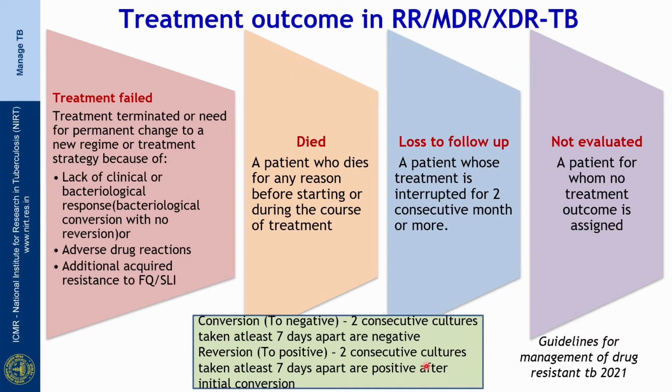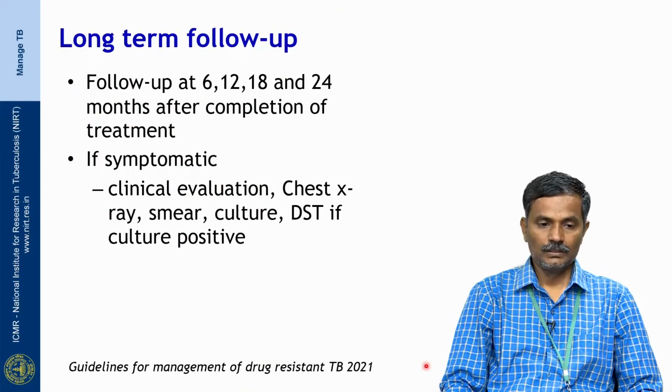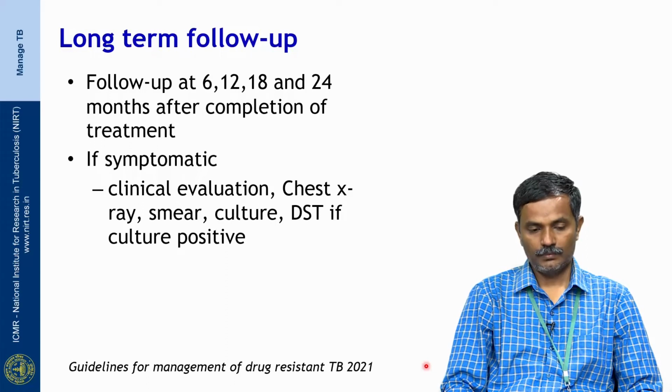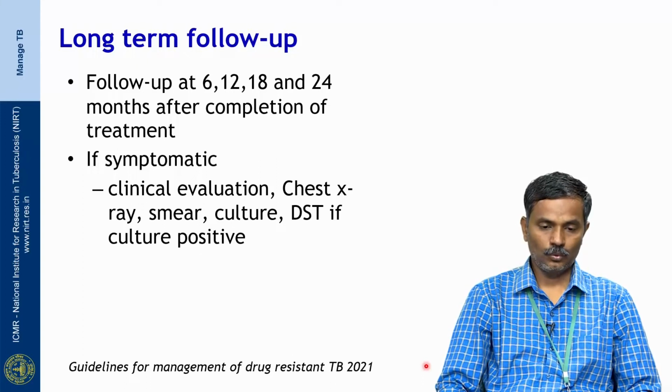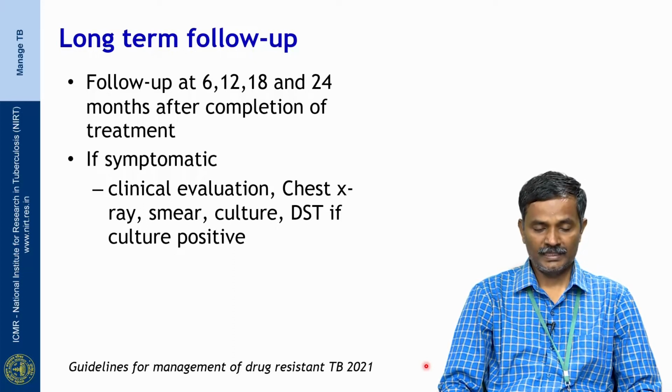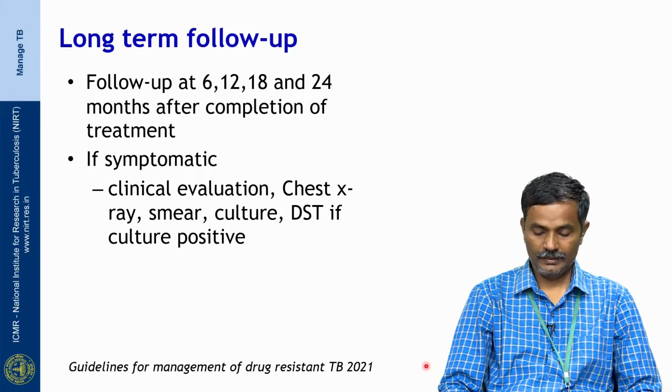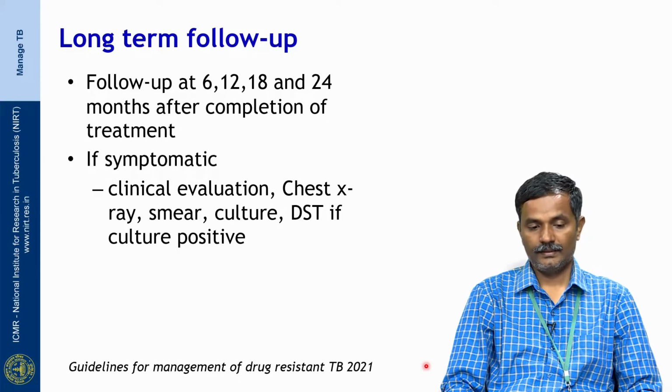What is conversion? What is reversion? Conversion to negative, that is 2 consecutive cultures taken at least 7 days apart that are negative, is labeled as conversion. Reversion to positive, that is 2 consecutive cultures taken at least 7 days apart that are positive after initial conversion. So even after completion of treatment for DRTB, they have to be followed up at 6, 12, 18, 24 months after completion of treatment if symptomatic, by clinical evaluation with chest X-ray, smear, culture and DST if culture is positive.